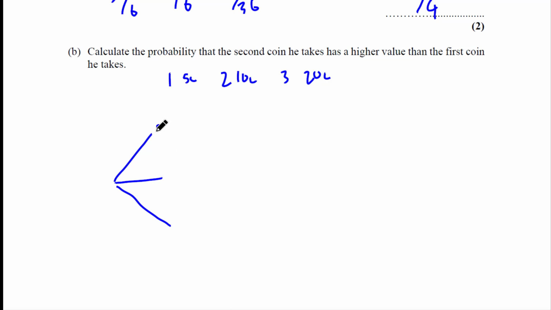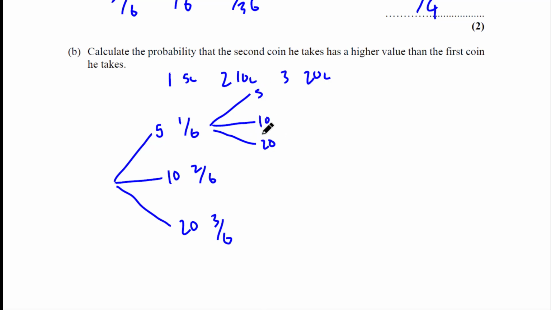So if that was to get a 5, that is 1 out of 6. A 10 is 2 out of 6, and a 20 was 3 out of 6. So that's 5, 10 and 20. Now we're just doing the second coin he takes has a higher value, so we don't need to fill in this tree here because that's not a higher value, but this is. So that's 2 out of 6, and that is 3 out of 6.